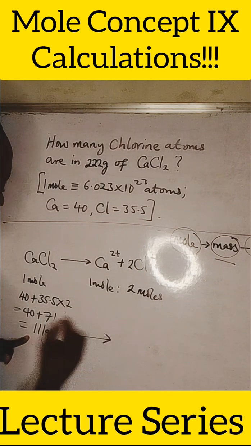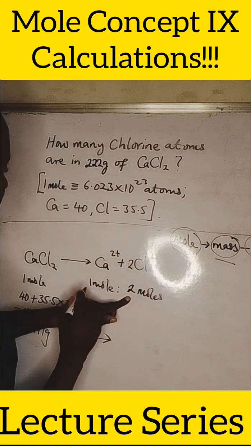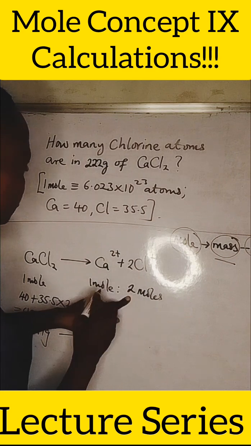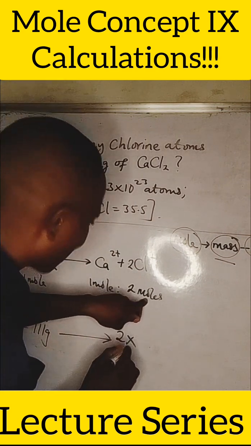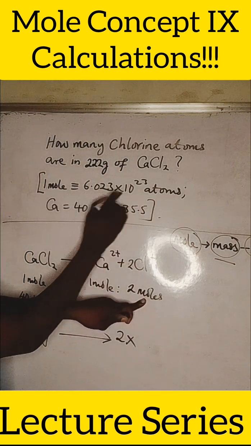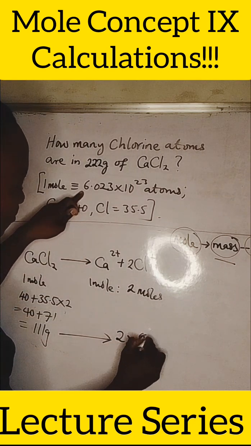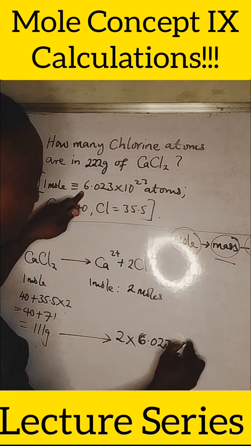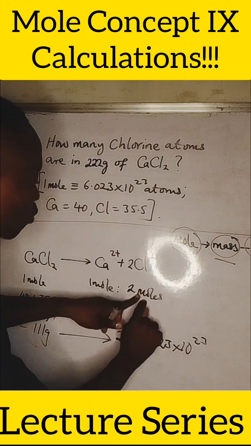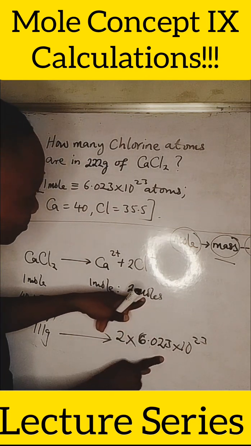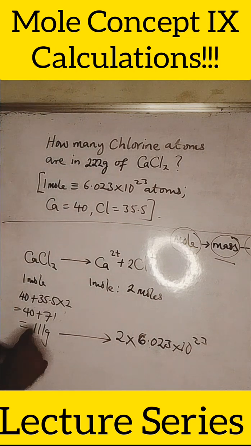So this 1 mole now has this gram. This gram was the one that produced 2 moles of chlorine. Now, 2 times 1 mole, and 1 mole contains this number of particles, 6.023 times 10 raised to the power 23. This is the 2 moles, because 1 mole contains this number of atoms, times 2. That is what was produced from this mother gram.